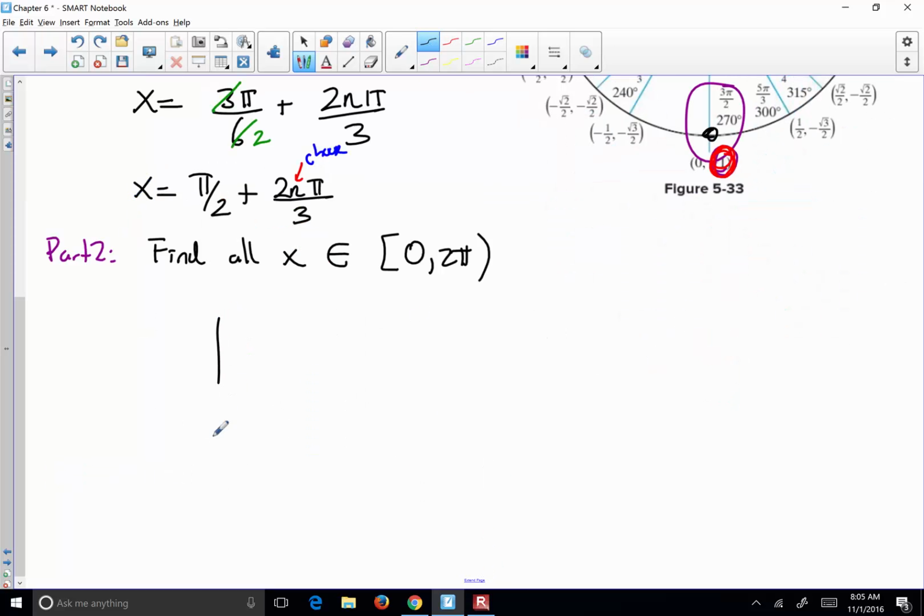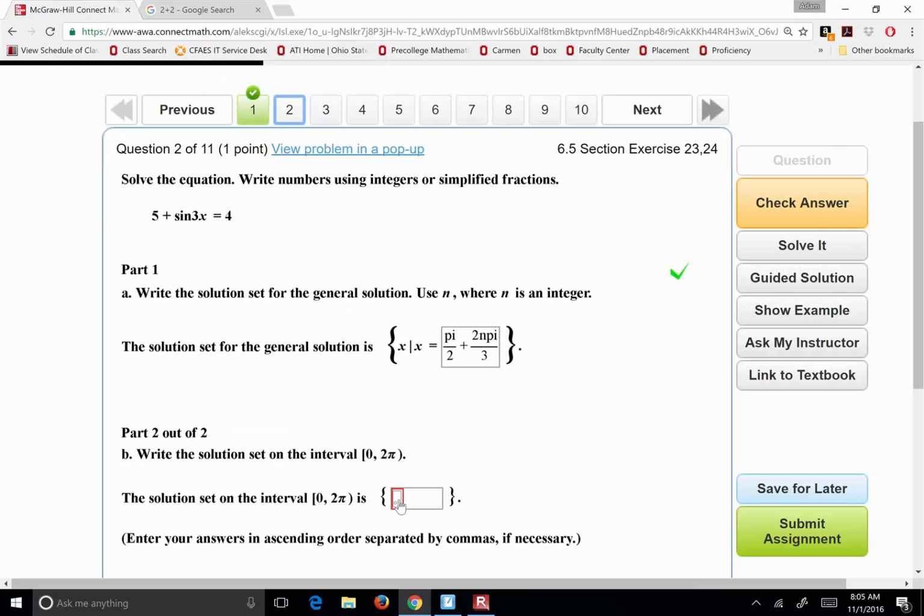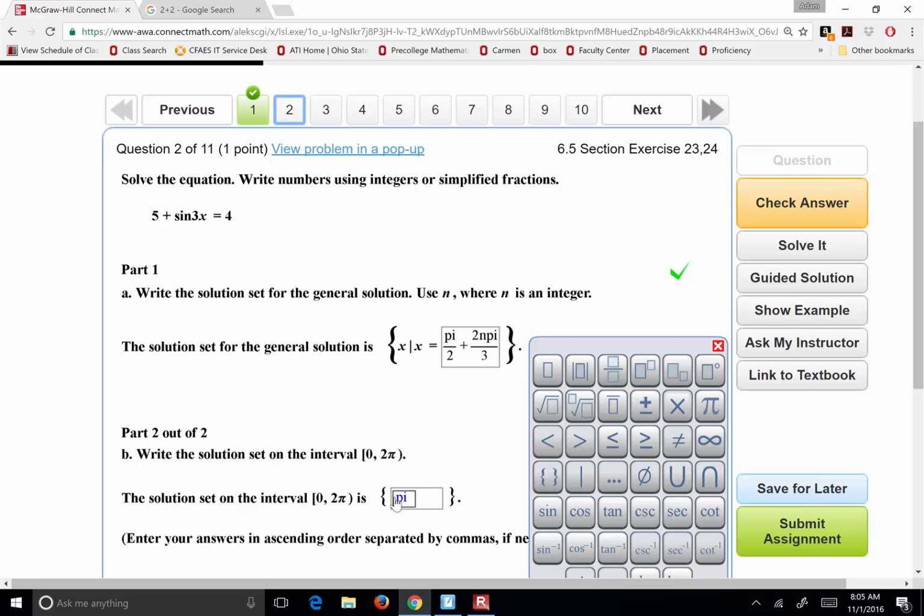So what we need to do here is take various n values and compute x. I take n equals 0 first. What is x? Pi over 2 plus 2 times 0 times pi over 3, which is just pi over 2. When I put 0 here, it's just pi over 2. Is it in this range? Is 90 degrees from 0 to 360? Yes, so this is a check mark. I will include this in my solution. So first is pi over 2.